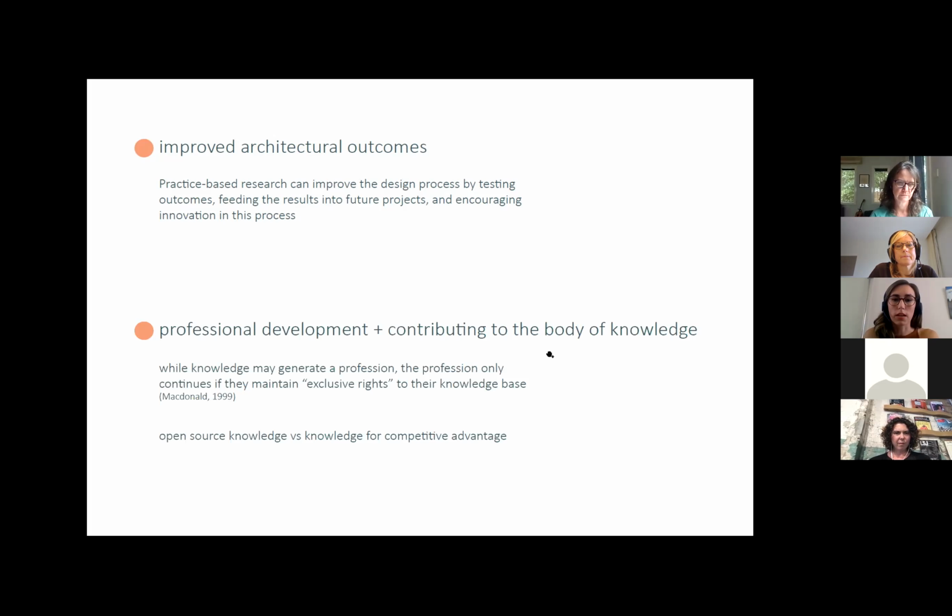Professional development and contributing to the body of knowledge was the other area of literature about the value of PBR. While knowledge may generate a profession, the profession only continues if they maintain exclusive rights to their knowledge base. This section also spoke about having open source knowledge as opposed to knowledge for competitive advantage, which I'm sure we're all quite familiar with, that difficulty in the industry.